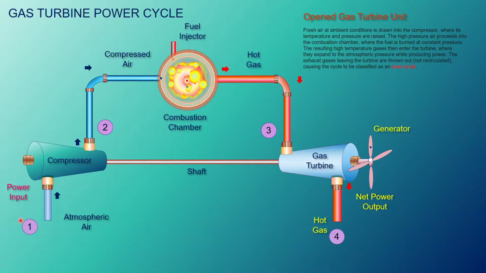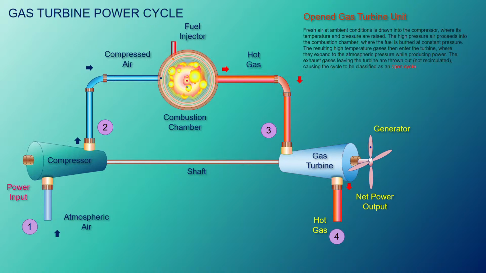Now from here, you can see in this diagram that in this open gas turbine unit, you have three devices. The first one is the compressor, the second one is the combustion chamber, and the third one is the gas turbine. So you don't have any cooler or any device for the heat reject. Usually it is straight away exhausted to the atmosphere. At the outlet of the gas turbine, you can see is hot gas.